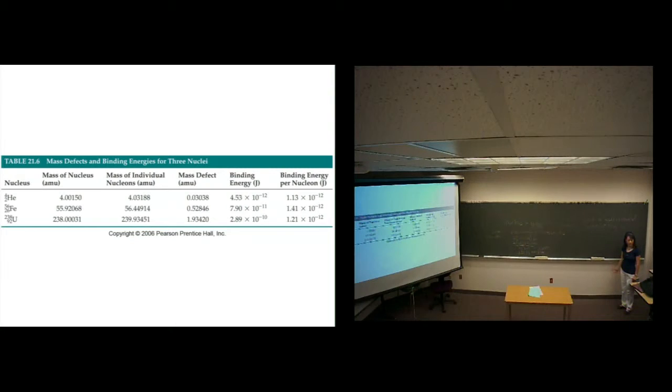How many atoms are in a mole? What's that conversion? That's Avogadro's number, right? Atoms in a mole. Okay, so let's do that. That would be 2.7304 times 10 to the 12th joules per mole.